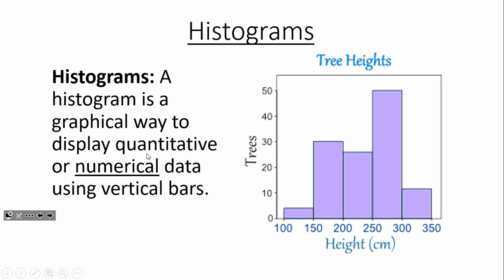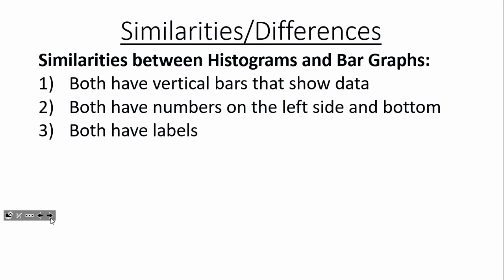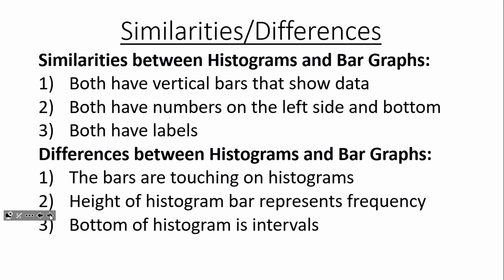So that's how histograms work. Now let's look at them a little closer. The similarities and differences. Similarities between histograms and bar graphs: both have vertical bars that show data, both have numbers on the left side and the bottom, and both have labels. Okay? Nothing new there. But here's the differences. Like I said, the bars are touching on histograms. There is a range. And the height of a histogram bar represents the frequency. Like I said, it's not their height. It is how many achieve that. It's a little bit like a line or dot graph. And the bottom of the histogram is intervals, meaning ranges from here to here, between 50 to 150 and so on.